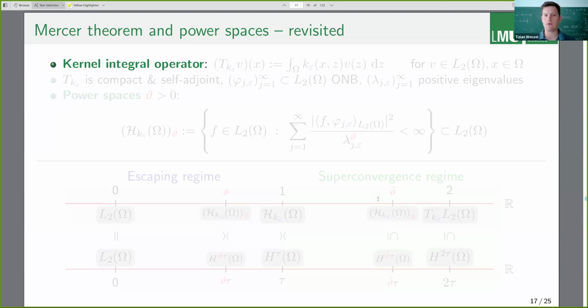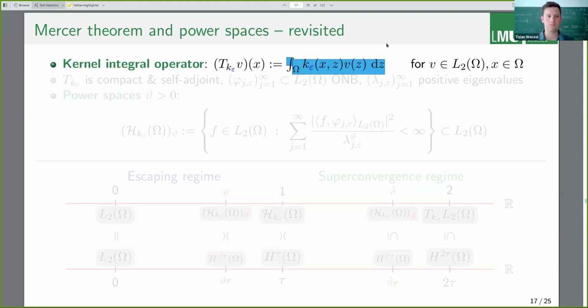And in particular, I want to revisit the theory again, the Mercer theorem, and especially the power spaces. And this is now kind of the same slide which we saw before. The only thing which I changed is that I included the shape parameter here. And so we see that we still have a kernel integral operator for any shape parameter epsilon. And this kernel integral operator looks exactly the same.